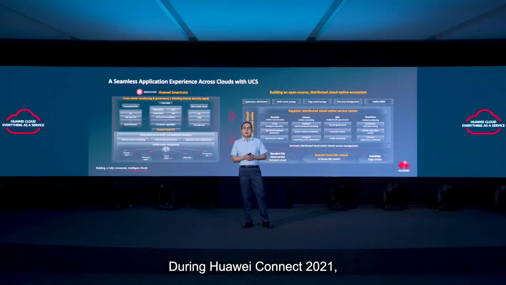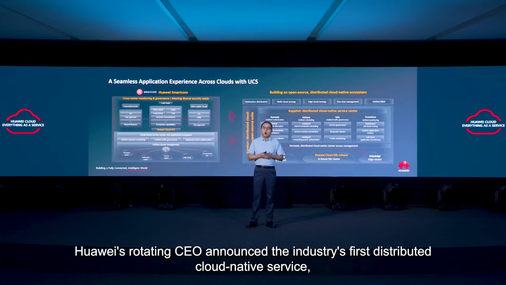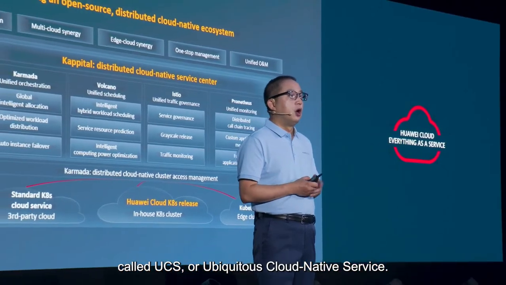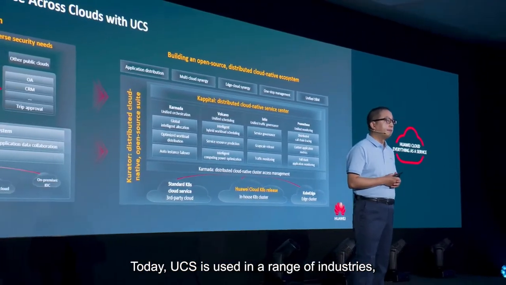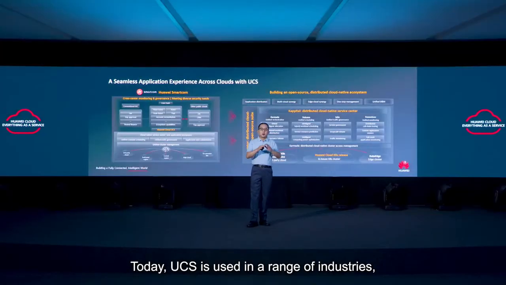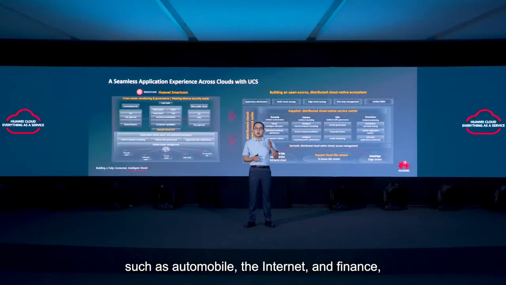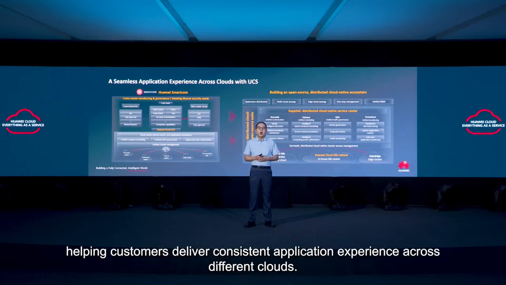During Huawei Connect 2021, Huawei's rotating CEO announced the industry's first distributed cloud native service called UCS, or Ubiquitous Cloud Native Services. Today, UCS is used in a range of industries such as automobile, the internet, and finance, helping customers deliver consistent application experience across different clouds.